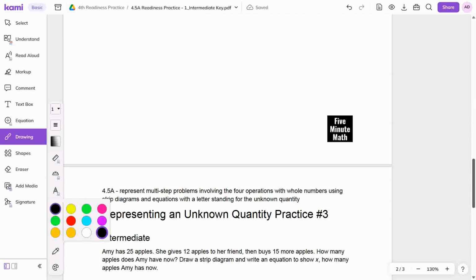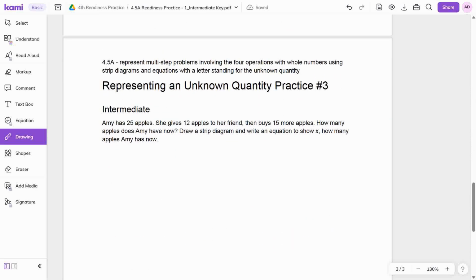All right, so for our third problem, we have Amy. She's got 25 apples. She gives 12 to her friend, then buys 15 more. And so this is going to be a similar setup to the previous problem. So she has 25 apples. The numbers are just a little bit bigger, so let's make a little bit bigger bar. 25 apples. She's going to give 12 to her friend. So that's going to be about half. Let's do that.